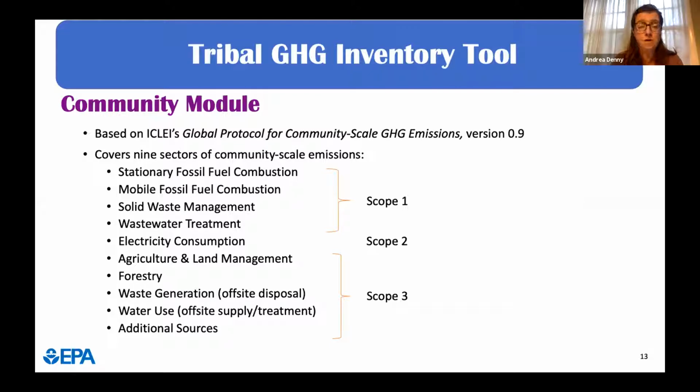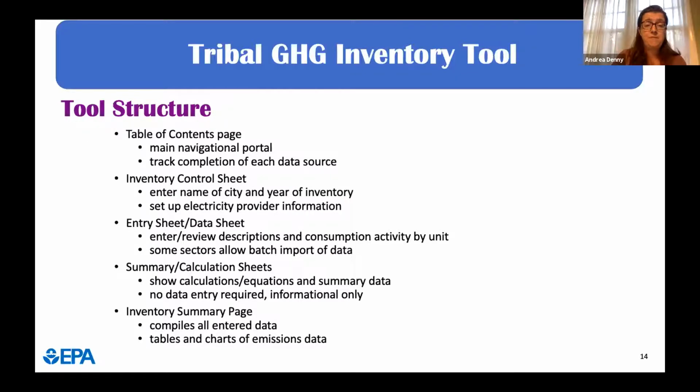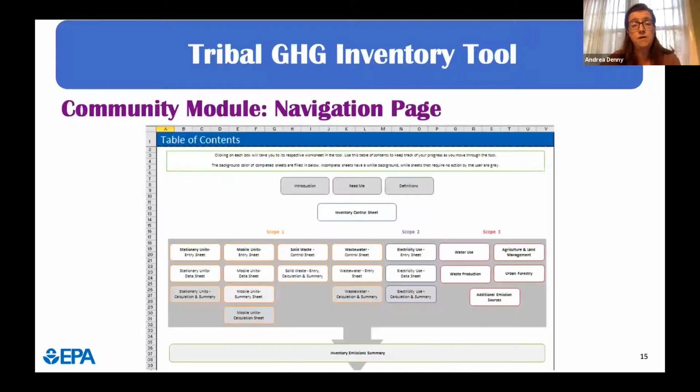You have your scope 1, your direct fuel combustion, your solid waste that's going to a landfill within your community boundaries, and wastewater happening within your boundaries. Scope 2, electricity consumption, and scope 3, all of these other sources like land management, forestry, as well as your off-site emissions. And again, it's set up very similarly with the table of contents, the control sheet, the data sheets, and then the summary calculation sheets and the summary page. So now let's actually walk through that in a little bit more detail.